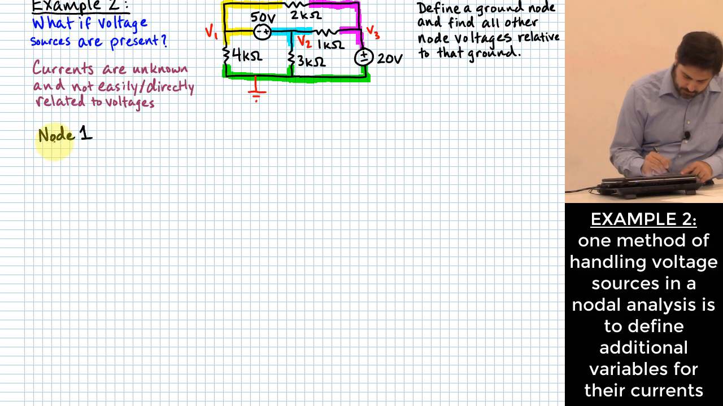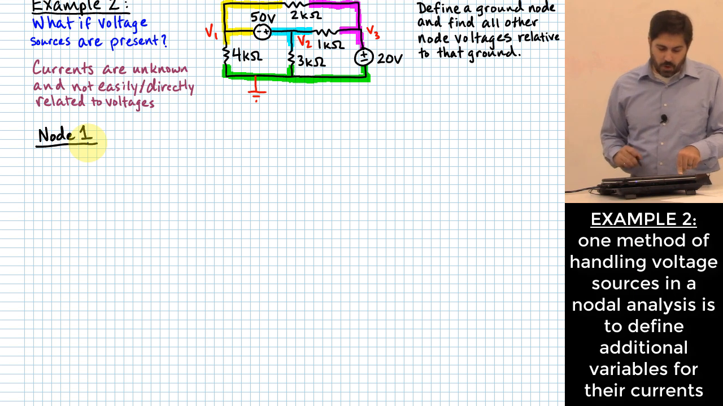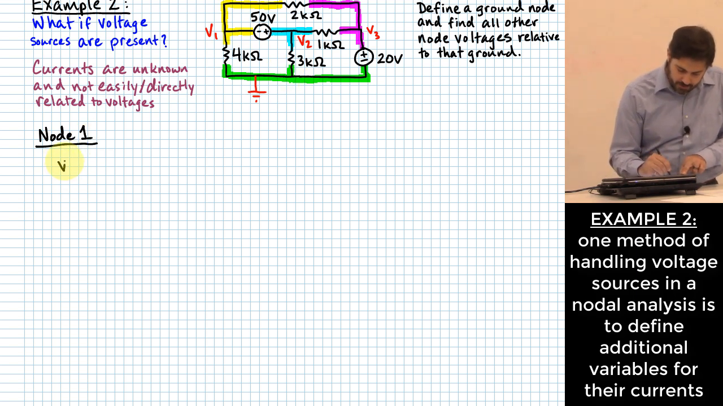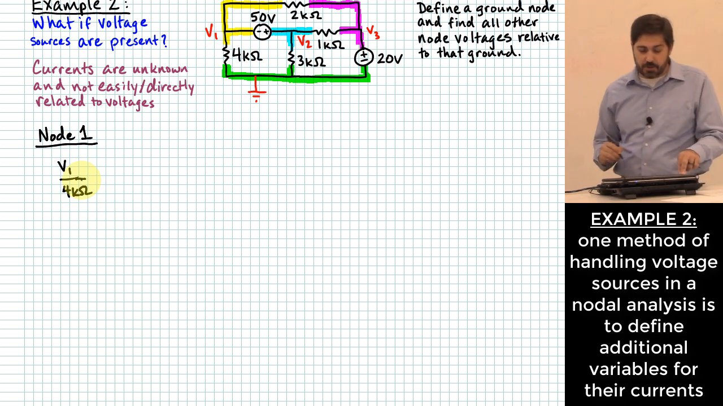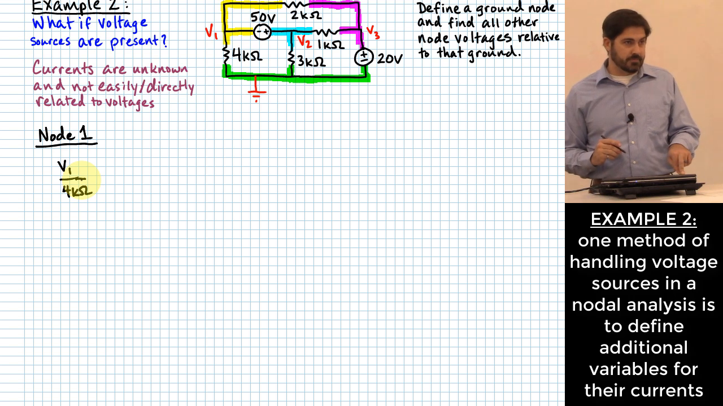One term of node 1 is pretty easy: V1 over 4 kiloohms is the amount of current that exits the yellow node going down to the green node. Agree with that? Okay.